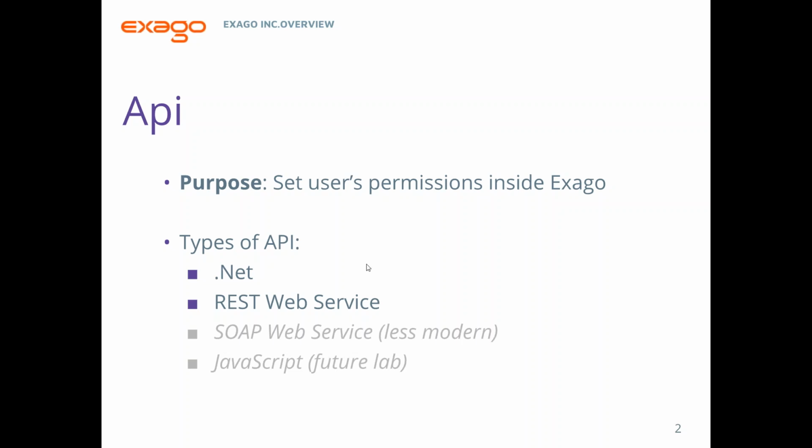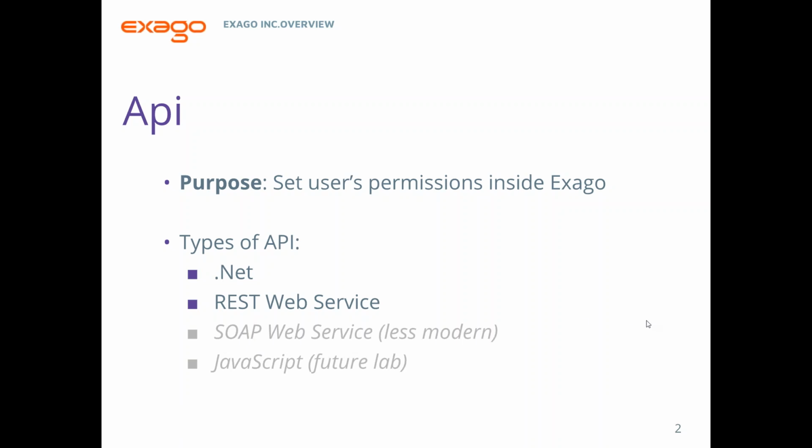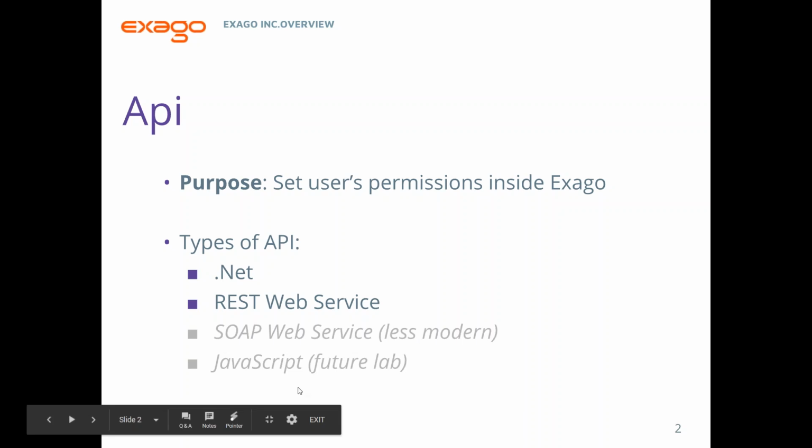Now, there are actually 4 types of APIs. Today, we're just going to be looking at the .NET API and the REST-based web service. We do also offer a SOAP-based web service, but as SOAP is a technology that's sort of fallen out of fashion, we're not going to cover that here today. And we have a JavaScript API, but we're going to save that as a dedicated lab of its own in the coming months.